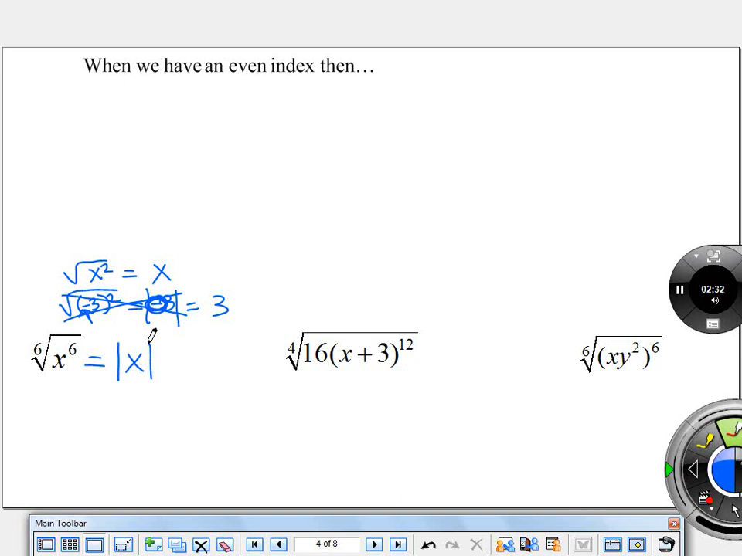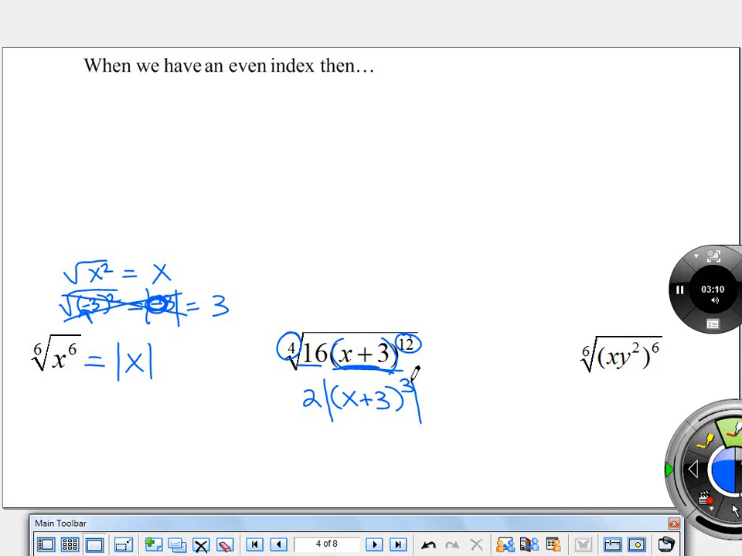Okay? Here, we have two factors multiplying together. The fourth root of 16 is 2. The fourth root of this quantity, that's to the 12th power. So remember, there are 12 of these factors, and we're looking for groups of 4. We're going to find 3 groups of 4. So that means this is going to be x plus 3 to the third. This needs to be in absolute value bars. Again, because even if it turned out negative in here, being to the 12th power, it would be positive, we have to be careful of that.